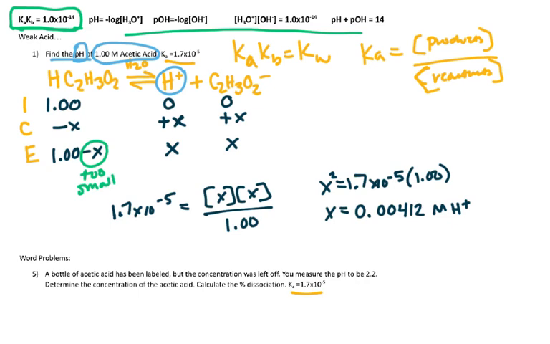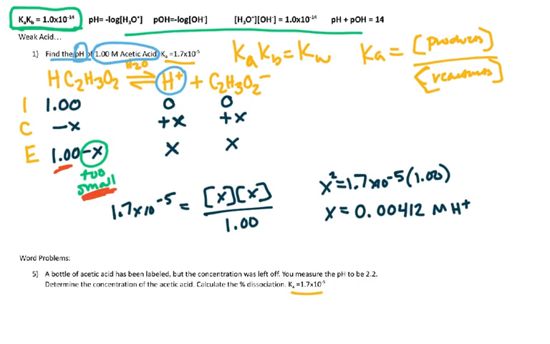So just to go back real quick and reiterate, remember how I said that this was too small over here? If I took that 0.00412 and I subtracted it from 1, I would still get 1 here because of sig figs. So that's why we made that assumption there.